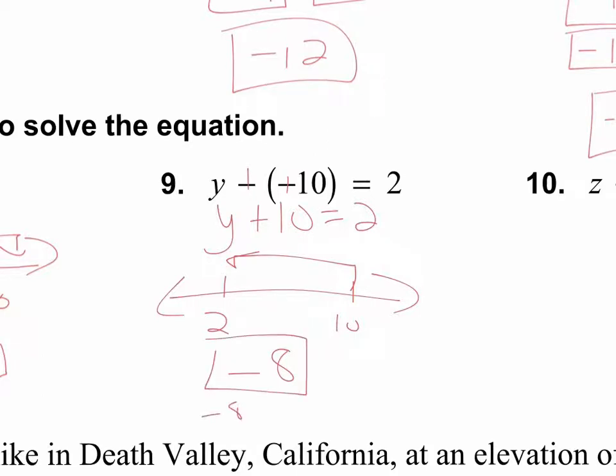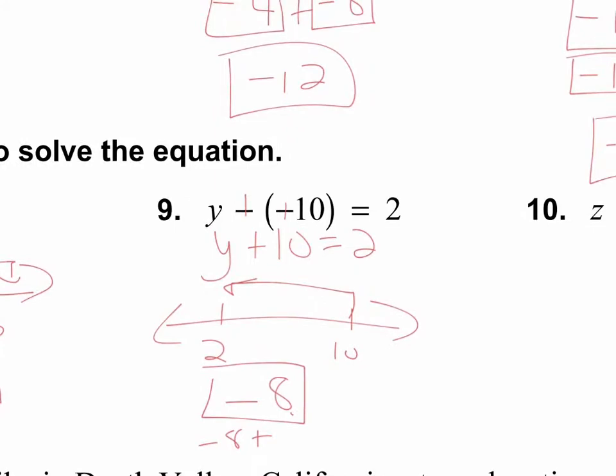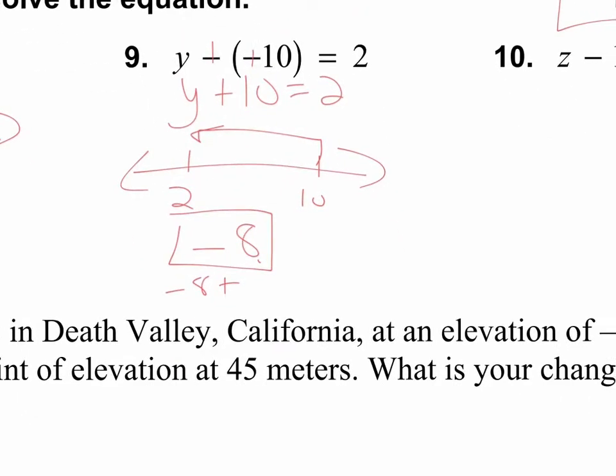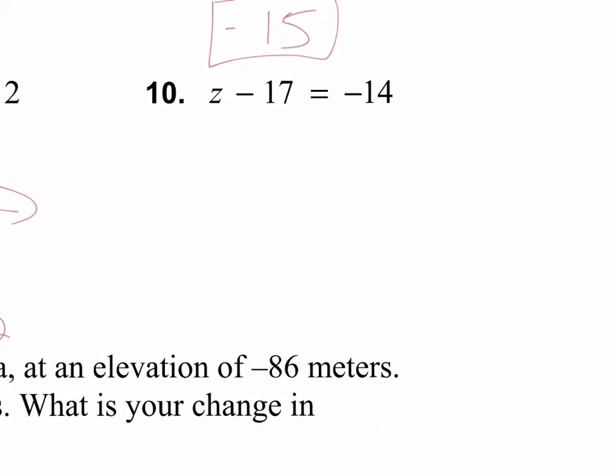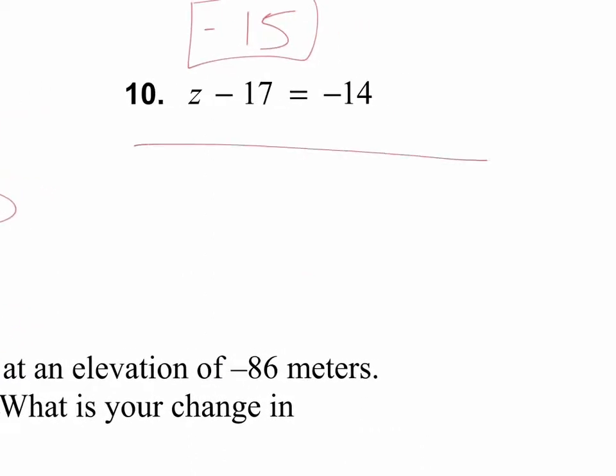You can check it. Negative 8 plus 10. Oops. Plus 10. And then opposite signs, you subtract 10 minus 8 is 2. And 10 is bigger than 8. So we keep the positive. So that worked. Okay, so now we're here.